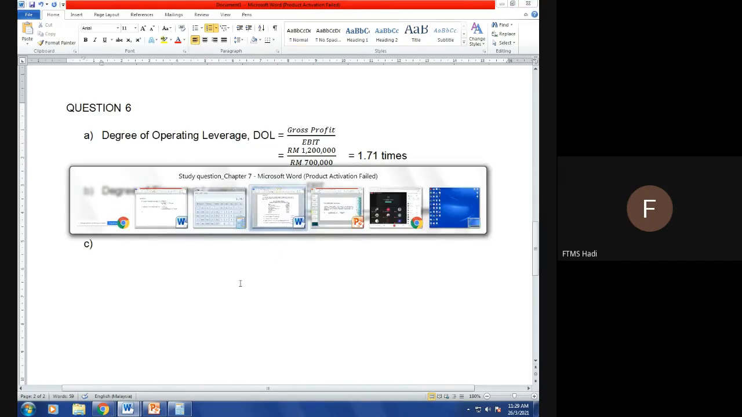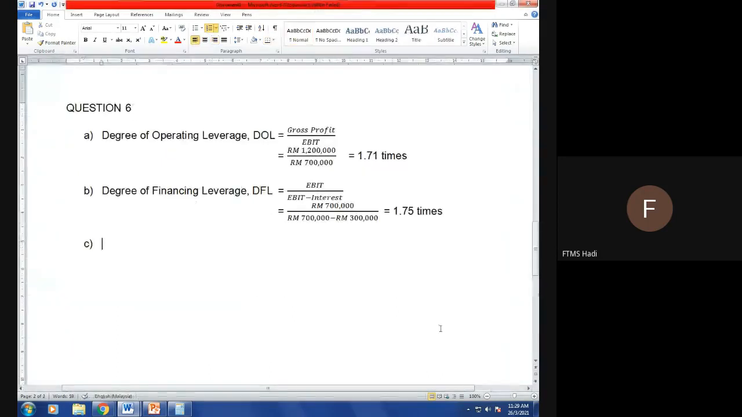Okay, have a look at the question. Compute the degree of total leverage. DTL equals DOL multiplied by DFL. That means answer A multiplied by answer B.